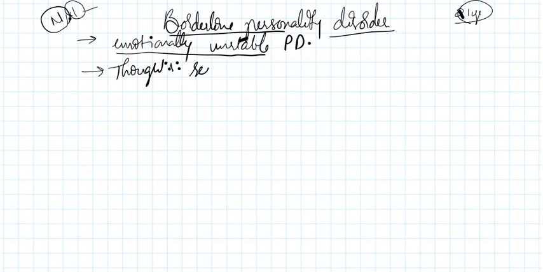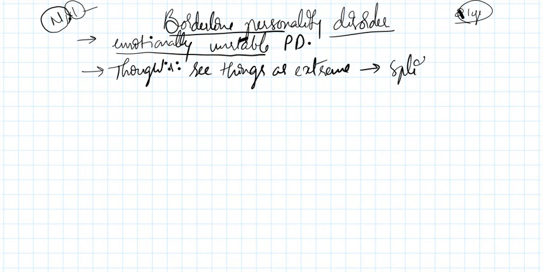Simply, these patients see or observe things as extreme. They are simple, but these patients just observe it in an extreme way, that is splitting or black and white thinking. Right? Splitting or black and white thinking.